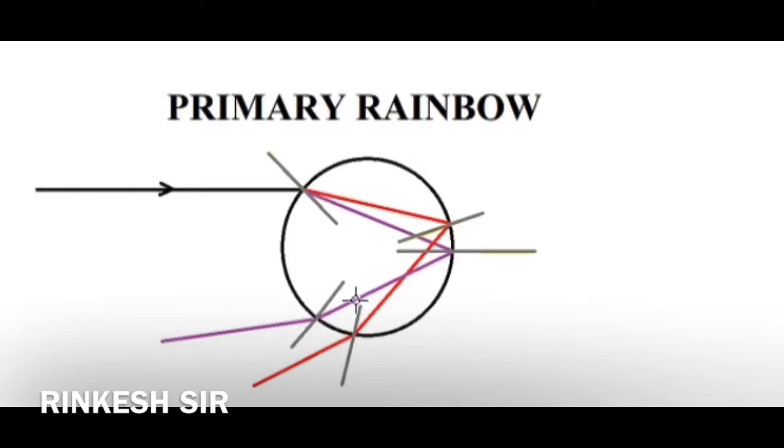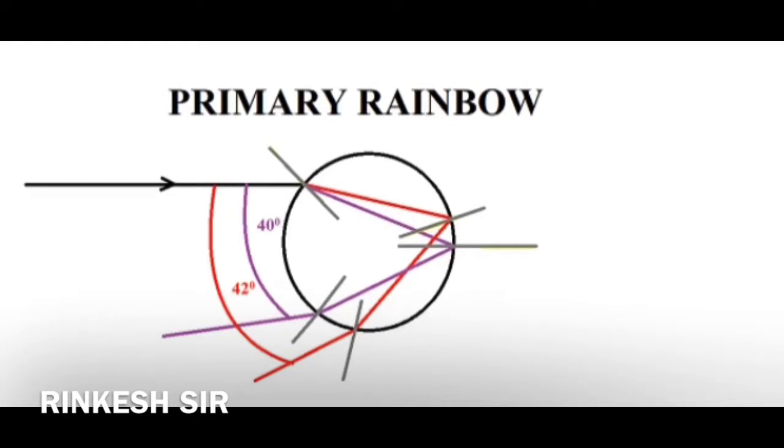Now this reflected light is refracted again. You can see here at this surface they are refracted again. Now it is found that violet light emerges at an angle of 40 degree relative to the red light which emerges at 42 degree. See, you can see here the violet light emerges at an angle of 40 degree with the incident ray, and red light emerges at an angle of 42 degree.